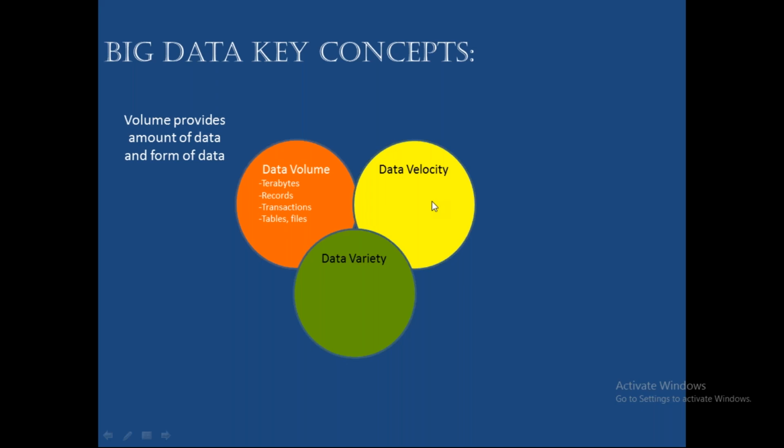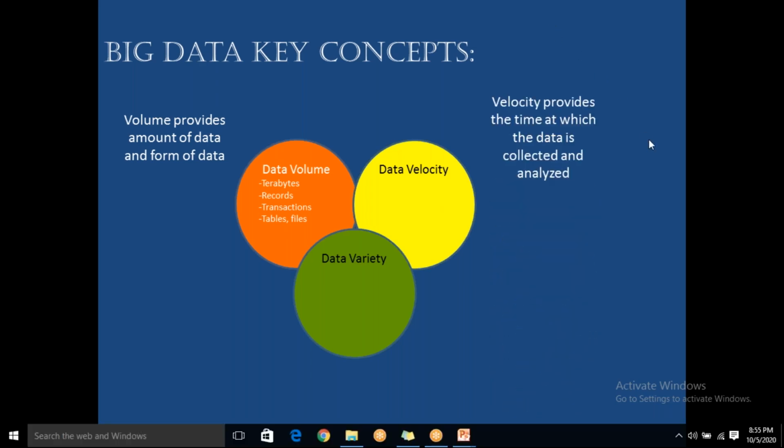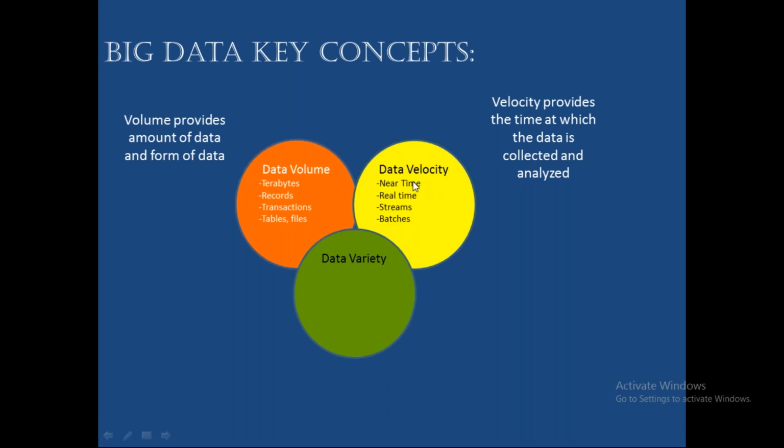Now, what is data velocity? Velocity provides the time at which data is collected and analyzed. For example, it can be near-time data, real-time data, streaming data, or batches. Batches means you collect, say, 1 hour of data, 1 day of data, or 1 week of data.